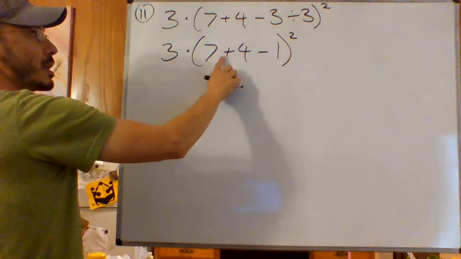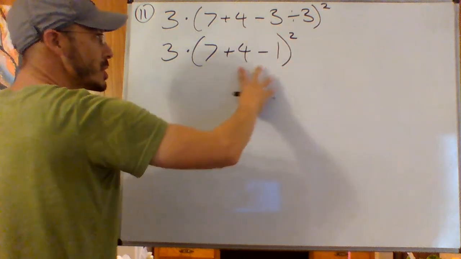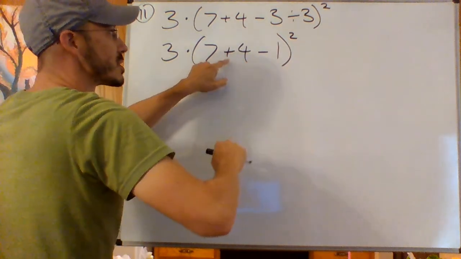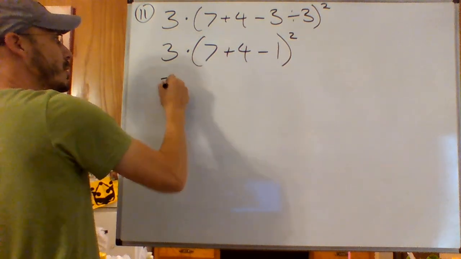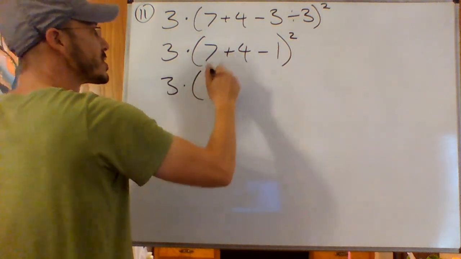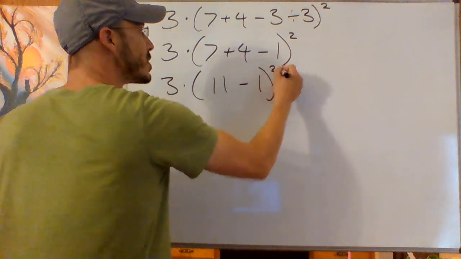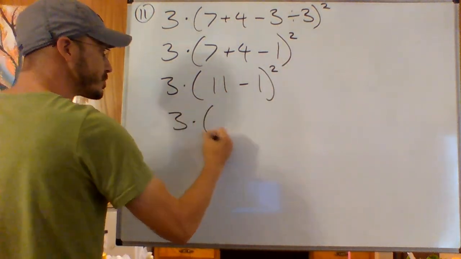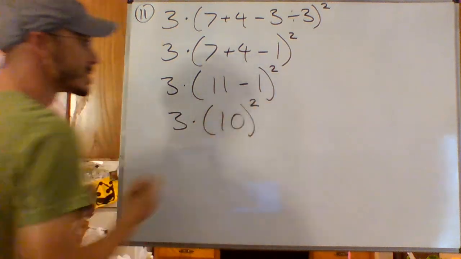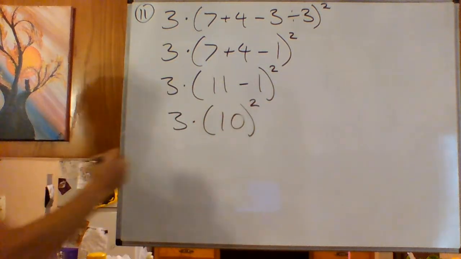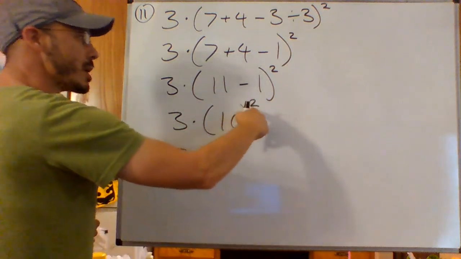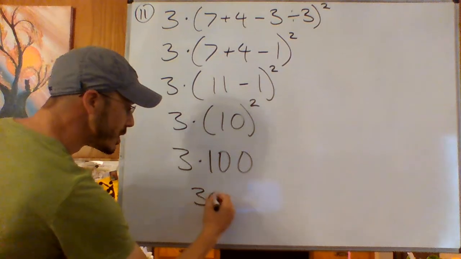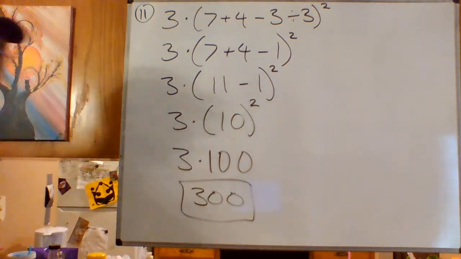The next step, I've still got grouping symbols with operations. I need to do addition and subtraction, but it's left to right, so this addition comes first. 3 times 7 plus 4 is 11, minus 1 squared. And then 11 minus 1 is 10 squared. So this is 3 times, now exponent comes next. 10 squared is 100, and 3 times 100 is 300.